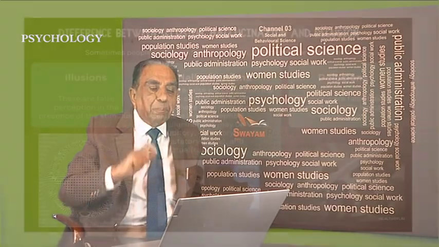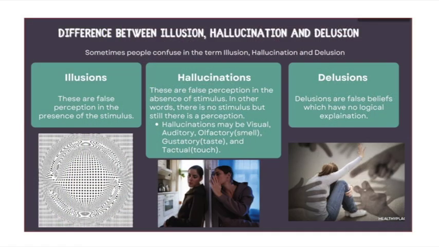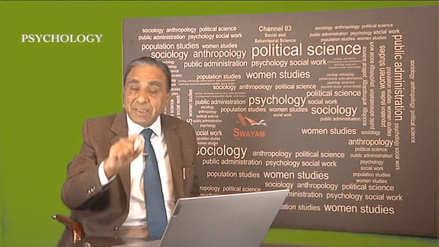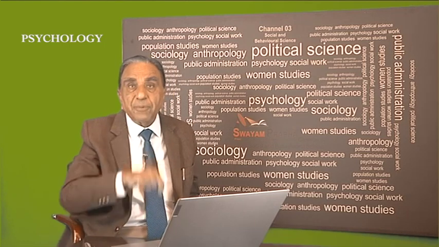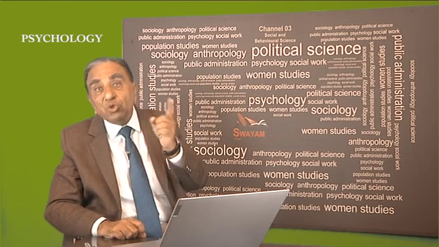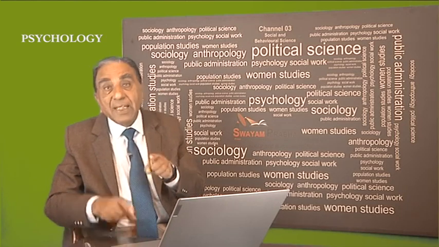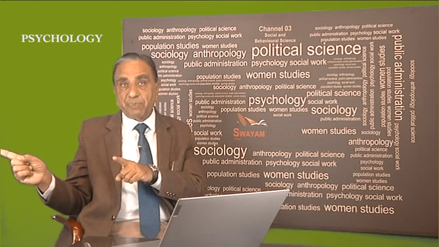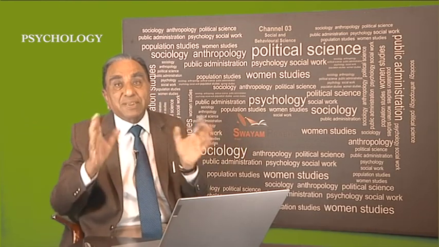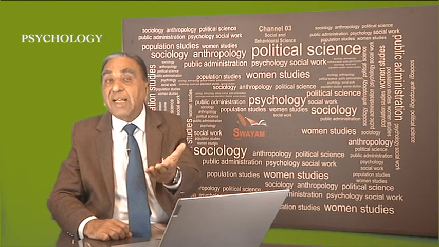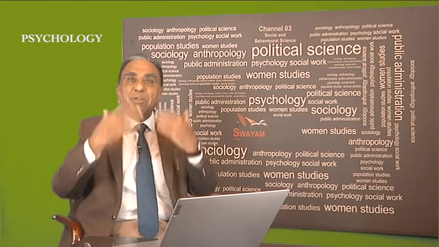Now, the basic difference I will tell you. There are three concepts: illusion, hallucination and delusion. Illusions are false perceptions in the presence of a stimulus. The stimulus is there, but the perception is wrong. That is illusion. What is hallucination? Hallucination is false perception in the absence of a stimulus. There is no stimulus at all, absolutely none, but still I am giving meaning to something. That is hallucination.